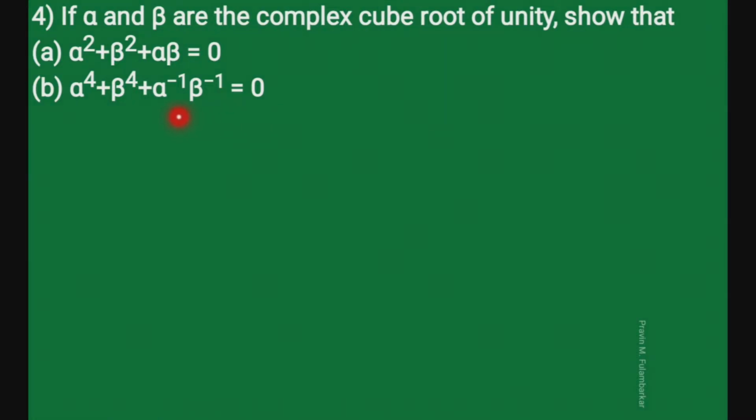Now second, we have to show alpha raised to the power 4 plus beta raised to the power 4 plus alpha raised to the power minus 1 into beta raised to the power minus 1 equals to 0.